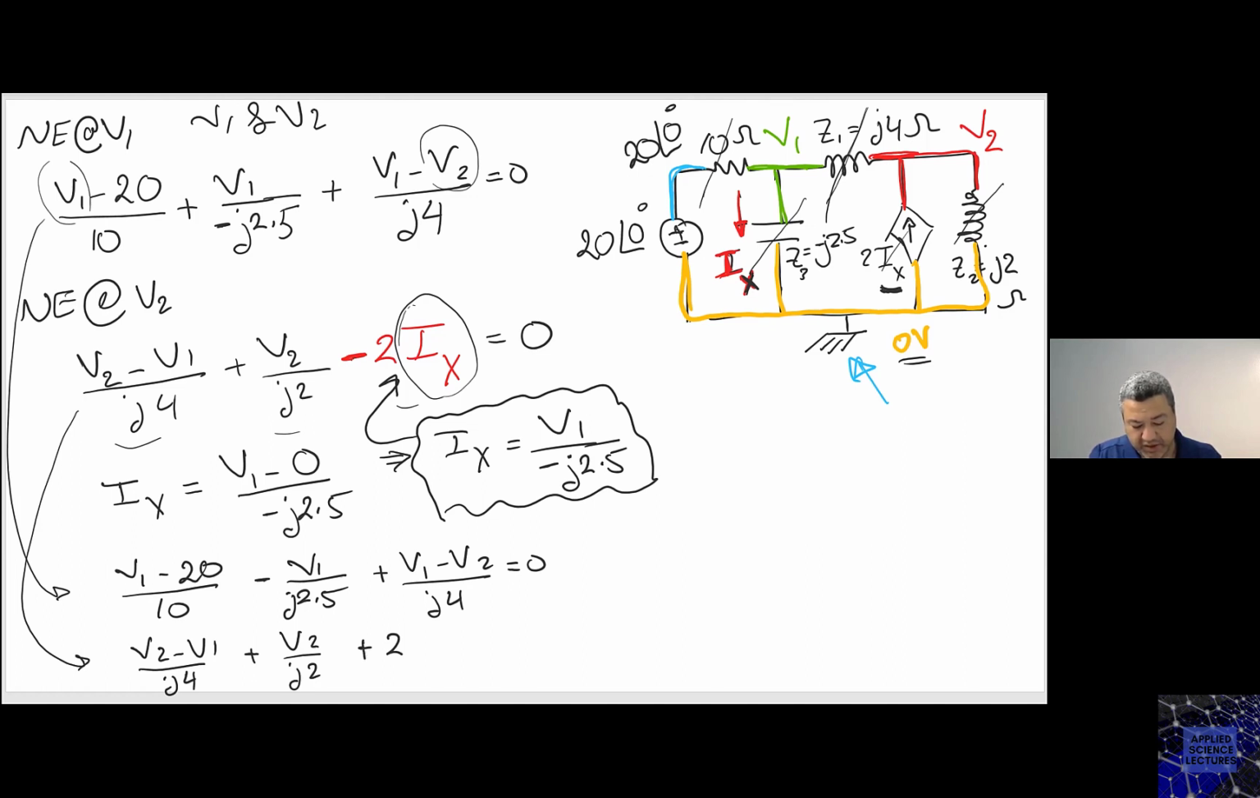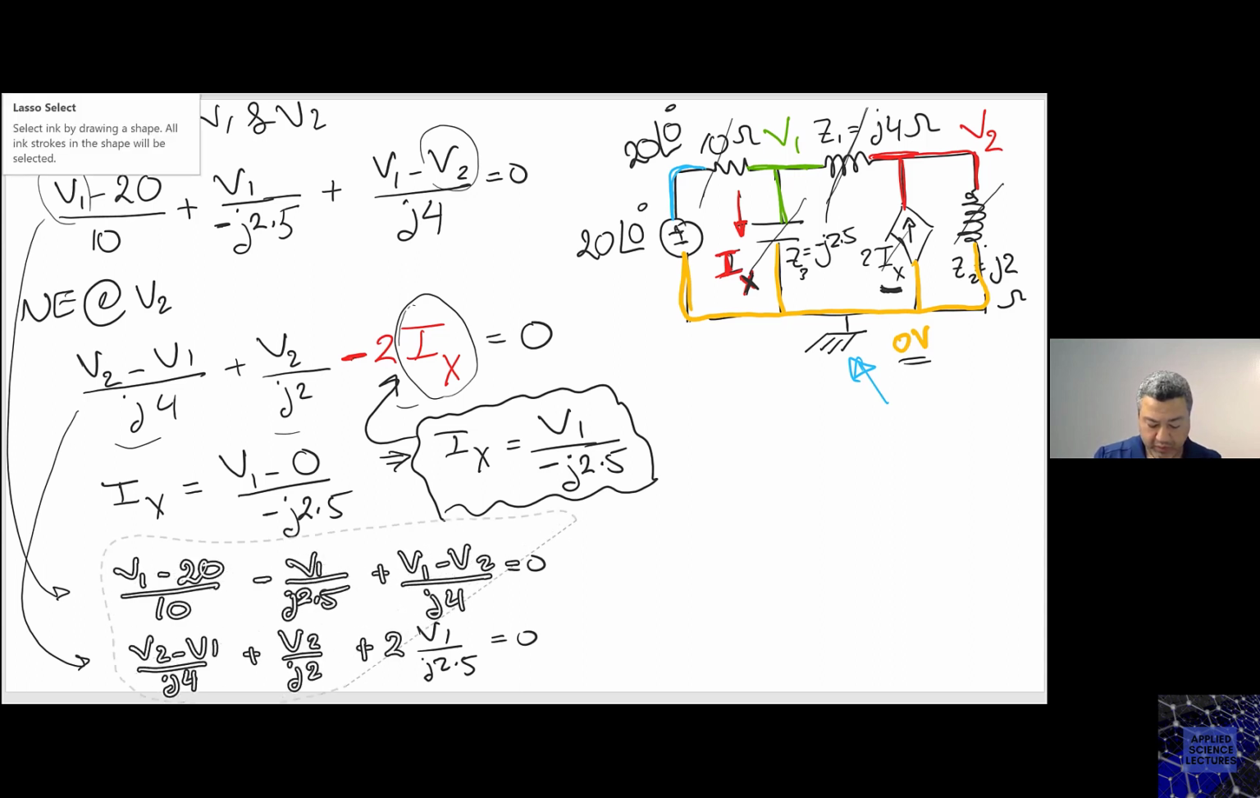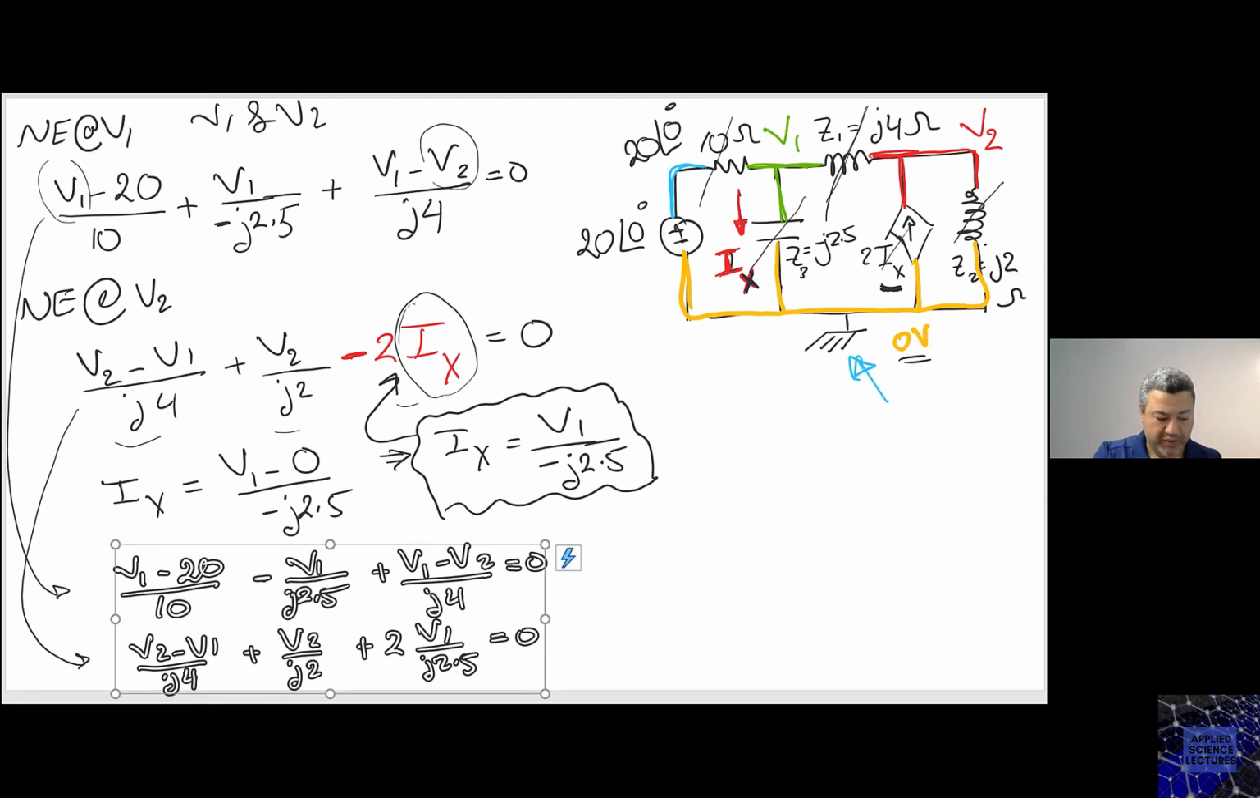Minus 2ix becomes v1 over j2.5 equals 0. Right? Minus 2 v1 over 2.5. So those are my two equations that I need to solve simultaneously.